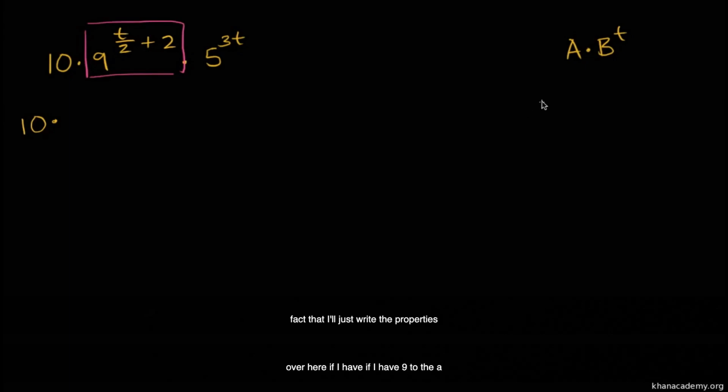I'll just write the properties over here. If I have 9 to the a plus b power, this is the same thing as 9 to the a times 9 to the b power. And over here, I have 9 to the t over 2 plus 2. So I could rewrite this as 9 to the t over 2 power times 9 squared. All right.